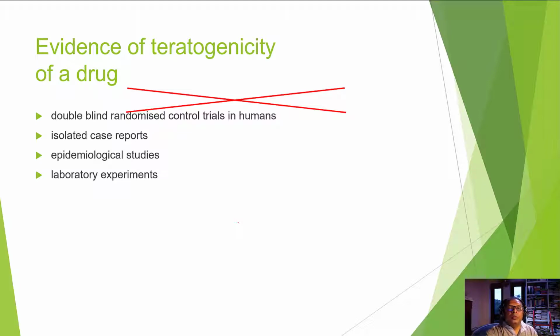So how do we know whether a drug is teratogenic? It's very difficult to confirm. The best way is to do double-blind controlled trials in humans, but we cannot do them because of obvious ethical, medical, and legal reasons. So we have to rely on case reports, epidemiological studies like surveys, or laboratory experiments using other animals.